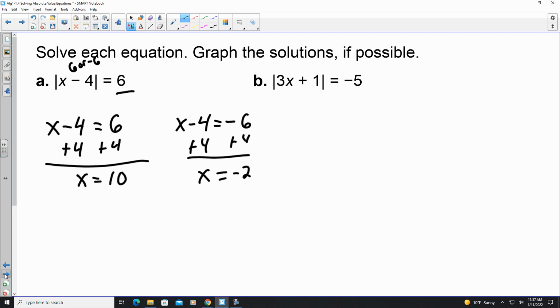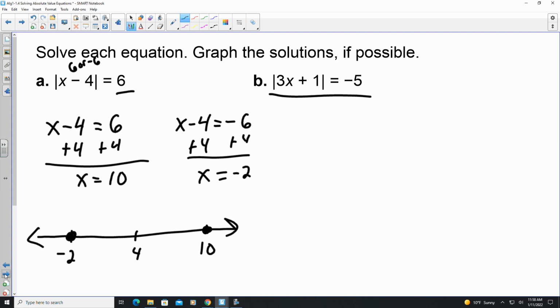So now the question is, they want you to graph the solution. Here's how you graph it. You make a number line, and I'm going to put my negative 2 here and my positive 10 here, and I'm just going to highlight those values. This is an indicator that if I were to go 6 away from 10, I would get 4. If I go 6 away from -2, I'd also get 4. So it's like the midway point of both of those values. That's how you graph it.